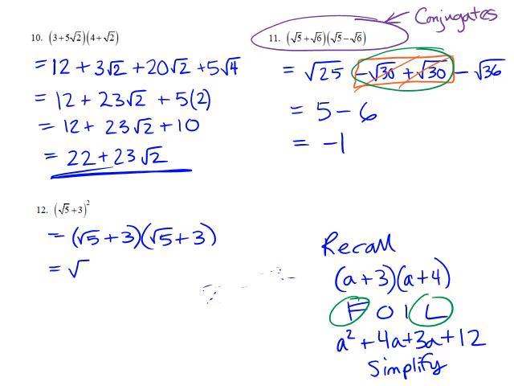FOIL that out. The square root of 5 times 5 is 25, plus the outside, the 3 is on the outside, the square root of 5 is on the inside. The inside terms, same thing. And last terms, 3 times 3 is 9.